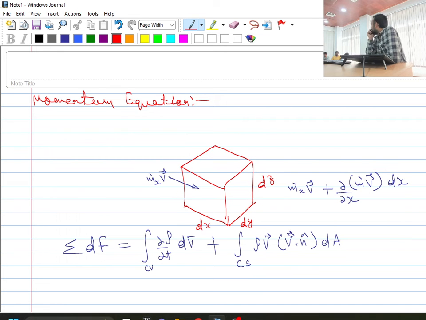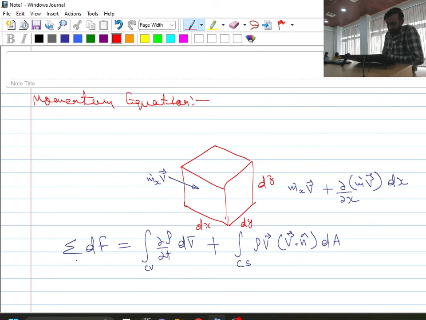Good afternoon. So this is our 25th lecture. Yesterday we started our discussion on the momentum equation, and from the Reynolds transport theorem, simply we know that the summation of dF is equal to the integral over the control volume of ∂(ρV vector)/∂t dV plus the integral over the control surface of ρV vector (V·n cap) dA.